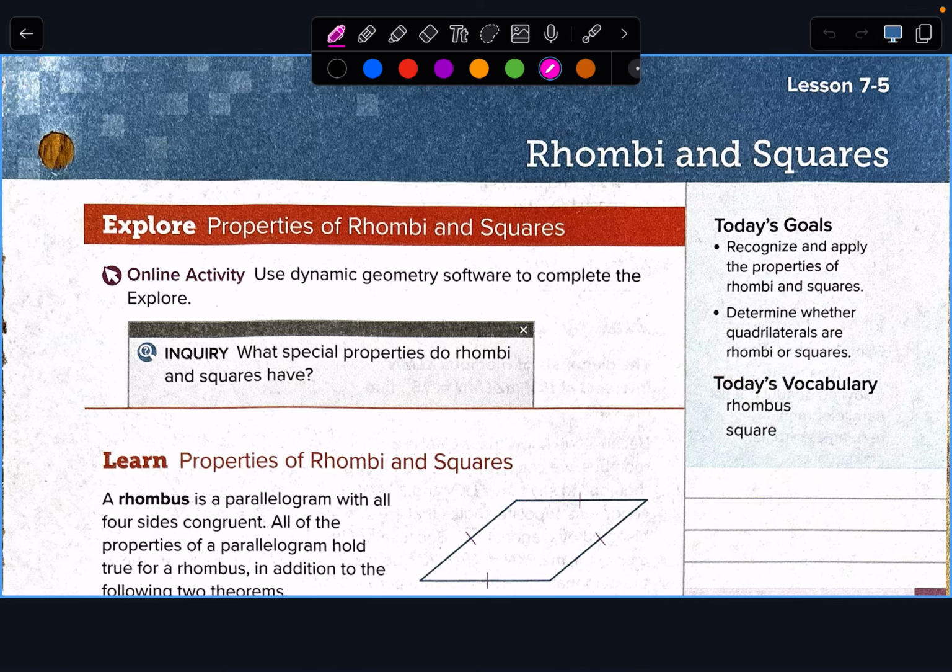Now we are going to focus on page 437. Our last special types of parallelograms: rhombus, one rhombus, more than one rhombi, and squares.